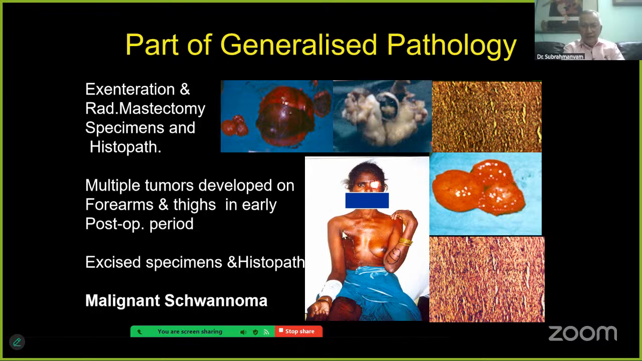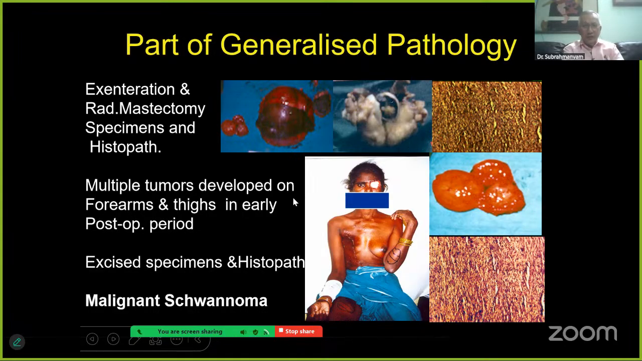So the general surgeon wanted to do a mastectomy. So along with the radical mastectomy, I did an exenteration. This is the exenterated specimen. This is the radical mastectomy specimen with the lymph nodes.